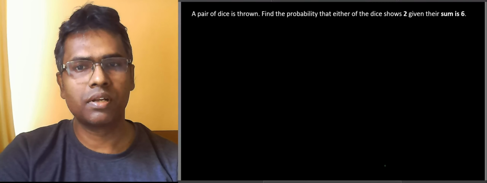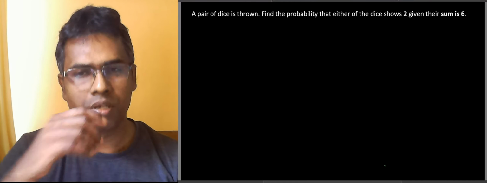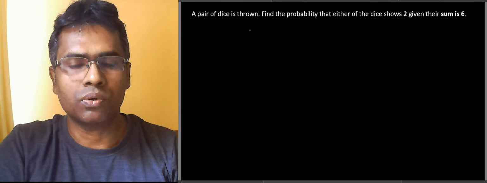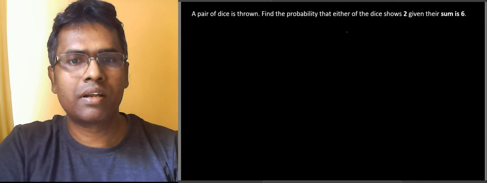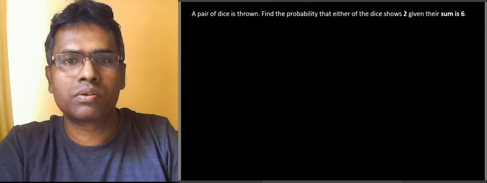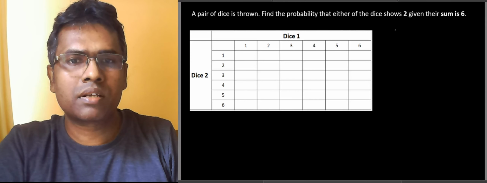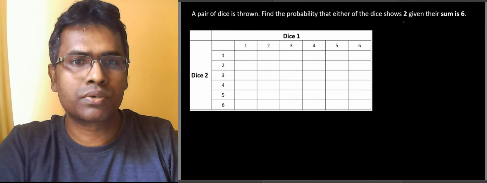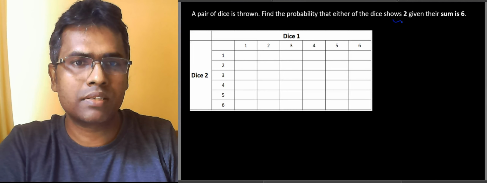This is a simple example on conditional probability. The problem says a pair of dice is thrown. We're asked to find the probability that either of the dice shows 2 given their sum is 6. So here let us take the event that either of the dice showing 2 is considered as A.